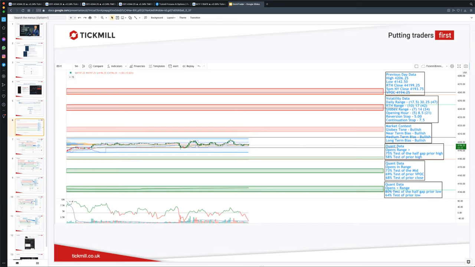I also note additional key data from the prior day's action. These levels are often important to define the bias for the day: the previous volume point of control, the highest volume price from the previous day. This is where buyers and sellers perceive the price to be fair value for the day.